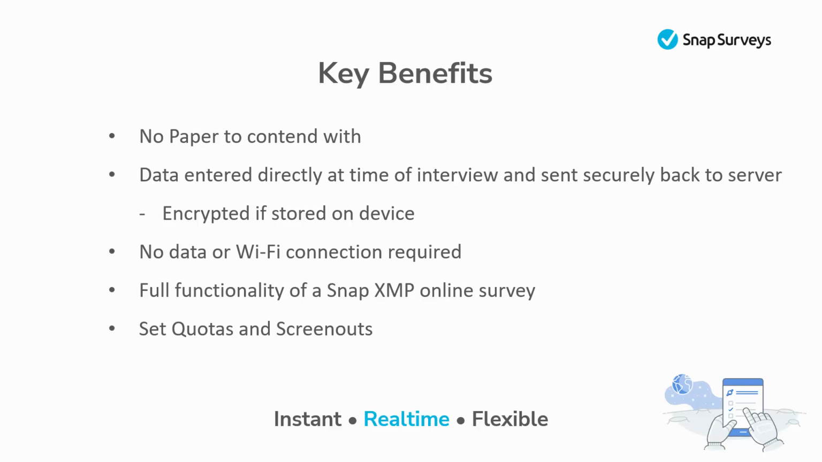The data itself is sent back securely to the server if there's a signal, or kept encrypted on the device if you are offline, and then sent off as and when a connection is restored. So as long as you have a signal at some point to get the survey on the device, when you're actually interviewing, it really doesn't matter if you're on or offline. The form itself can be as feature-packed as you like, containing the full functionality of a Snap XMP online survey, which includes the options of quotas and screenouts to make sure that you're only collecting the data that you need.